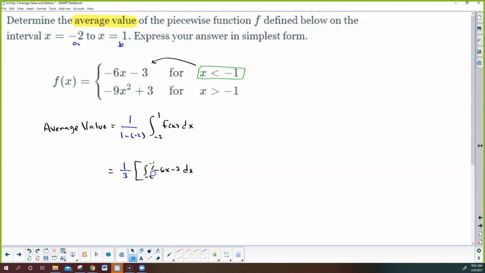Now, most likely that portion of f of x will be written in parentheses. But we know that we need to get the full area under the curve from -2 to 1, not -2 to -1. So I'm going to write another integral that starts at -1 and goes all the way to the end, which is 1. And we know that anything greater than -1 has a different function.